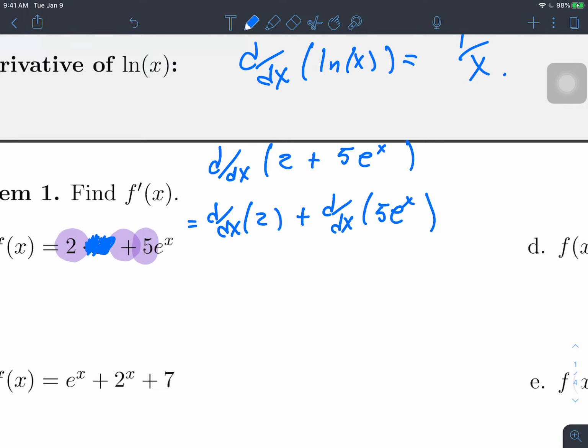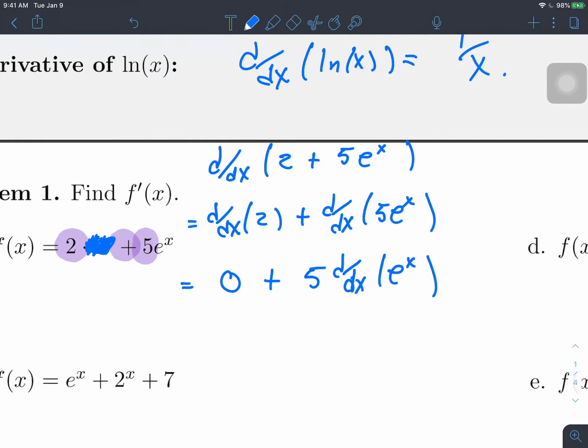Now I can use the derivative of a constant rule to get rid of this 2 here. It just becomes a 0. And I can use the multiplication by a constant rule to pull that 5 right out of this d dx here. So I'm going to get 5 times d dx of e to the x.